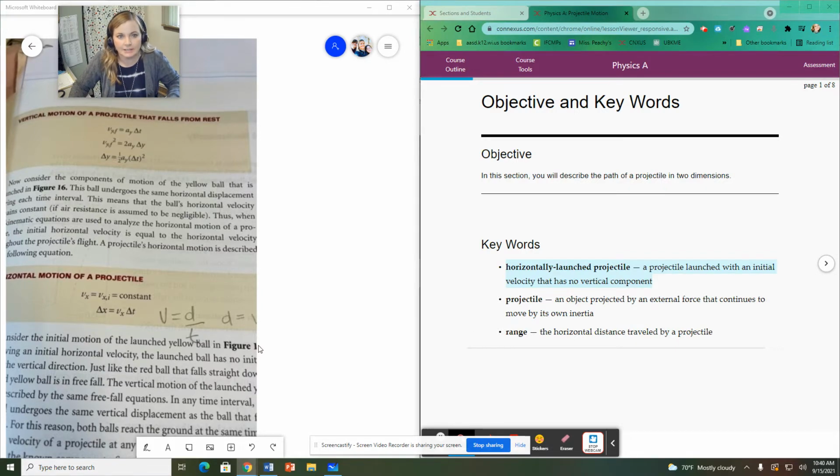Here we are looking at your lesson on projectile motion. In this first lesson, all we're going to be looking at is projectiles that have been launched horizontally. What that means is that they have no vertical component of velocity when they are first launched.